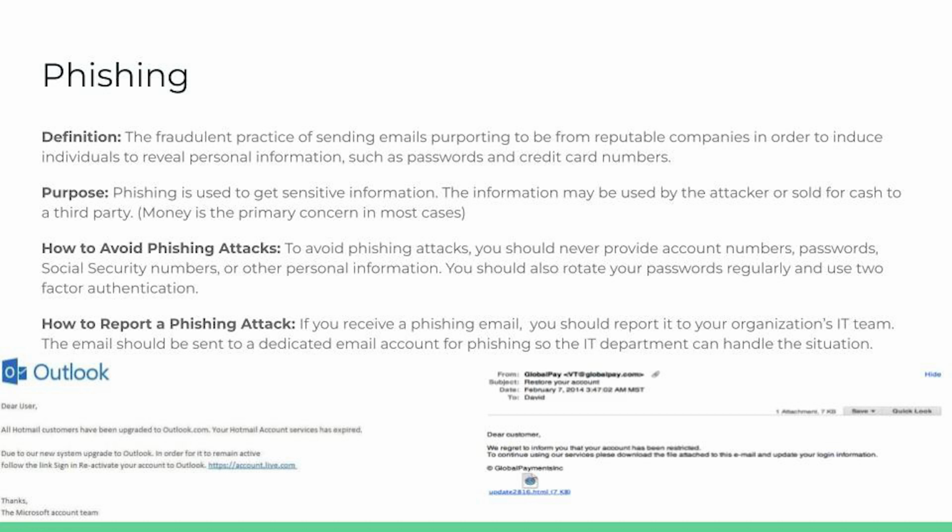How to avoid phishing attacks. To avoid phishing attacks, you should never provide account numbers, passwords, social security numbers, or other personal information. You should also rotate your passwords regularly and use two-factor authentication. How to report a phishing attack. If you receive a phishing email, you should report it to your organization's IT team. The email should be sent to a dedicated email account for phishing so the IT department can handle the situation.